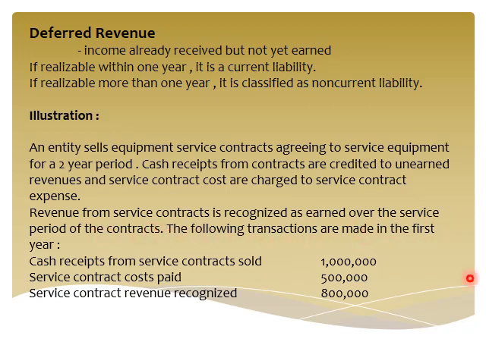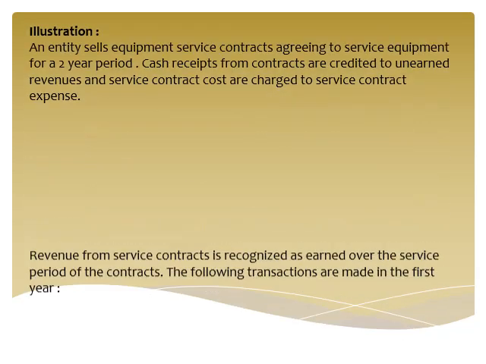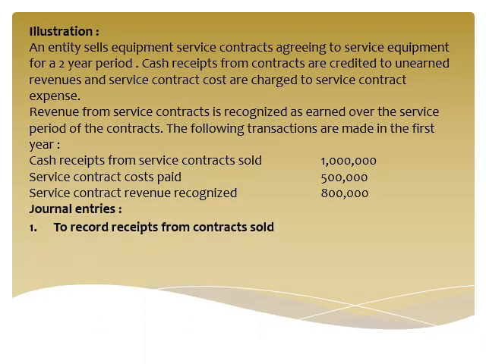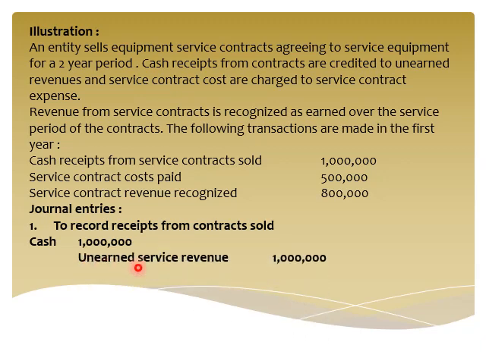So the following transactions are made in the first year. We have cash receipts from service contract sold 1 million, service contract costs paid 500, service contract revenue recognized 800. So using that illustration, the journal entries are number 1, to record the receipts from contracts sold. Again, cash receipts from contracts are credited to unearned revenue. So, credit unearned service revenue 1 million and then debit cash of 1 million.